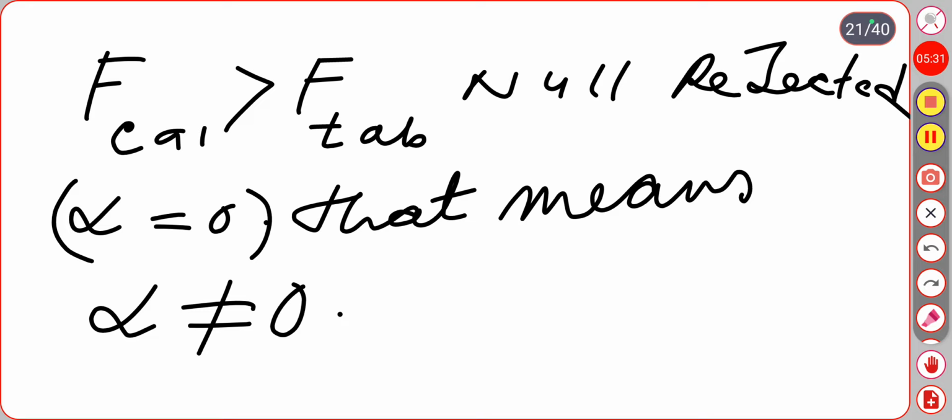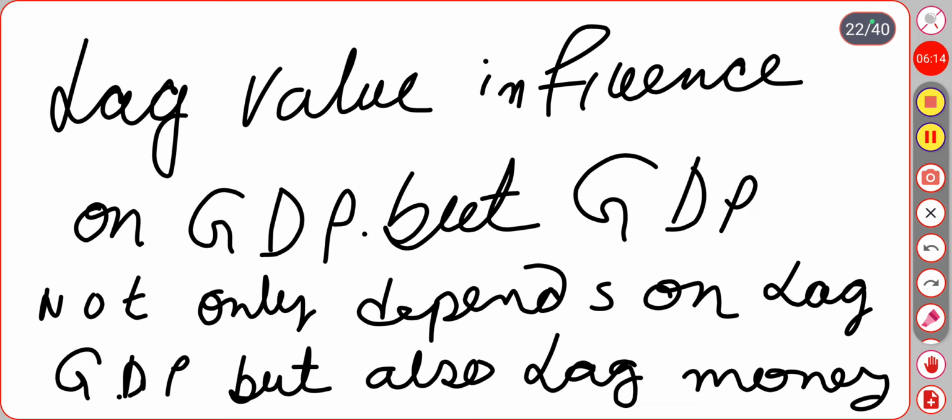If F calculated is greater than F tabulated, that means we reject the null hypothesis. What was our null hypothesis? That alpha is equal to 0. Alpha equal to 0 means GDP does not depend on the lag of money supply. But here we reject the null hypothesis, so alpha is not equal to 0. So there is a relationship between GDP and the lag term of money supply. So if we reject the null hypothesis, the lag value influences GDP.